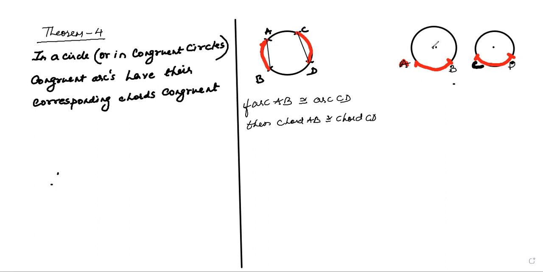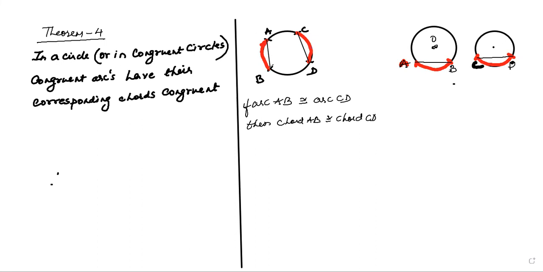Even suppose these are congruent circles, okay? These are congruent circles, children. You see the arc AB and arc CD are congruent. Then immediately you can say chord AB is a corresponding chord of arc AB. CD is a corresponding chord of arc CD. If arc AB is congruent to arc CD, I can say chord AB is congruent to chord CD. So remember this theorem, children.